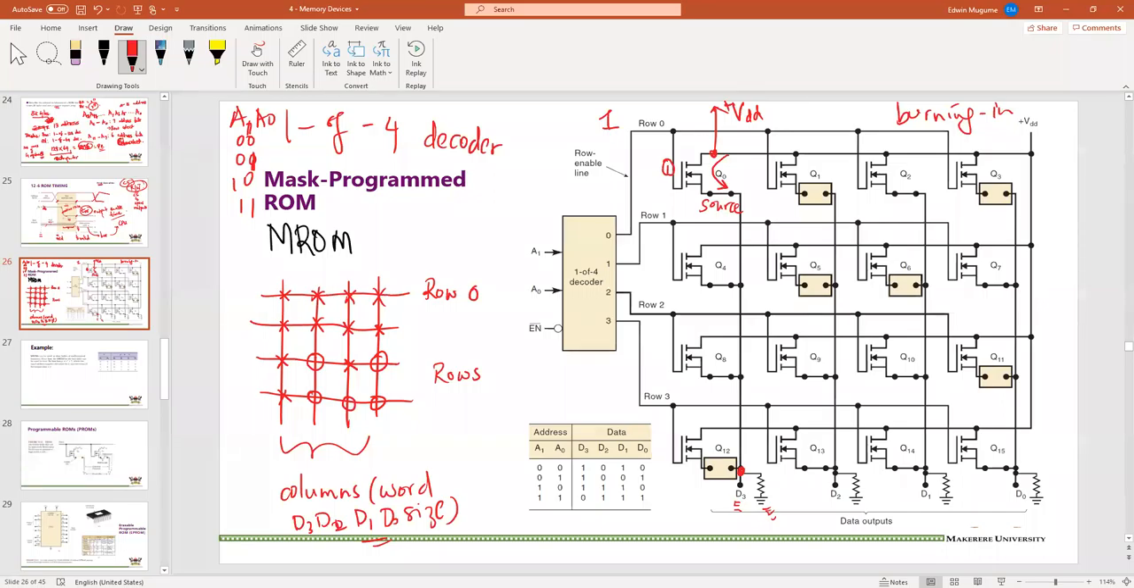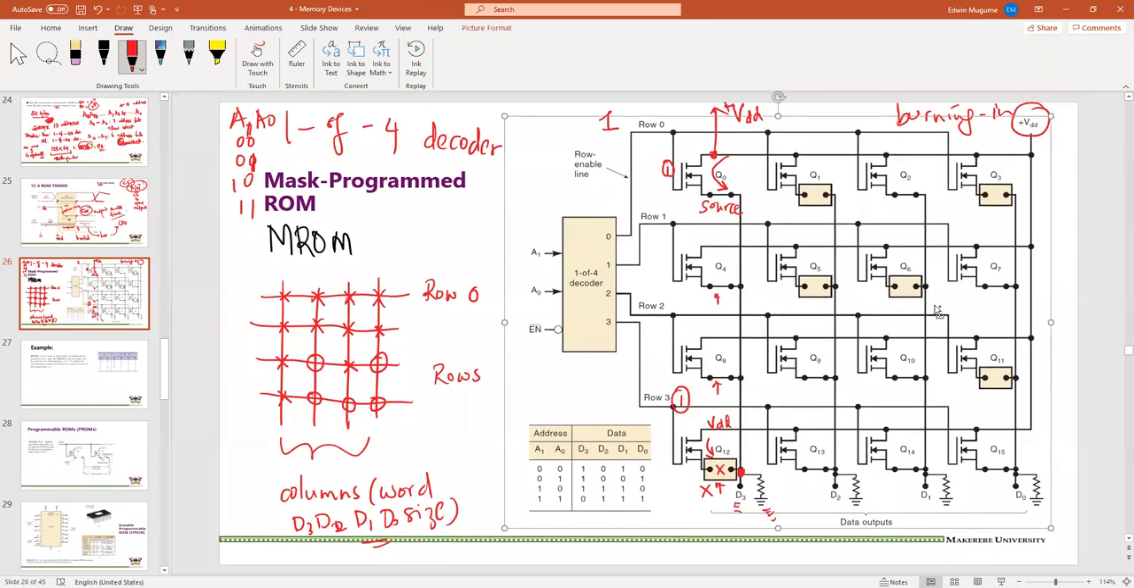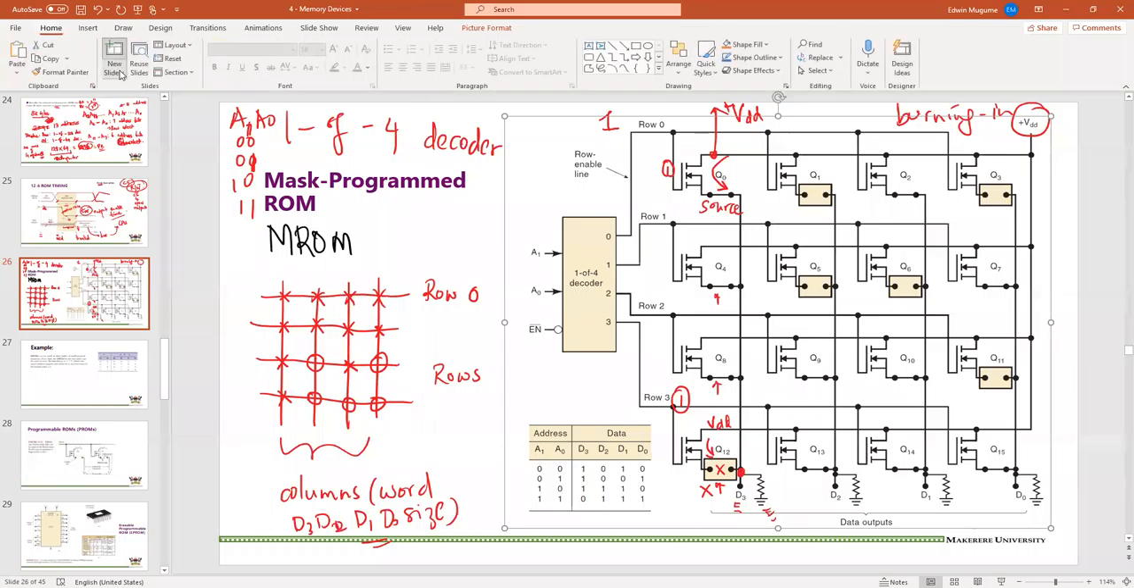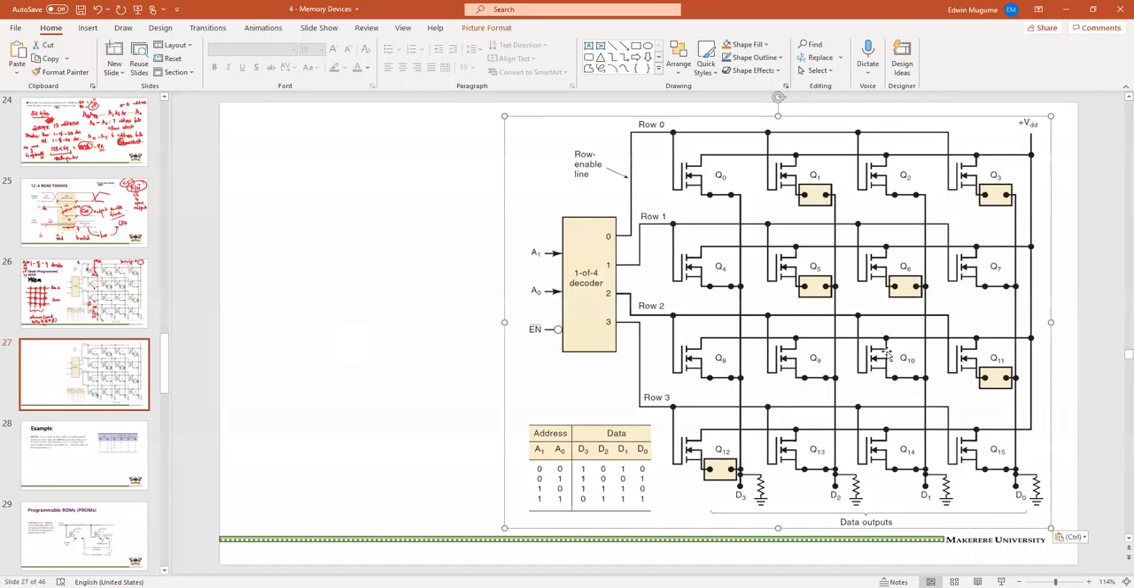So by burning in, what we do is on the mask, you can choose to make this a 1, and to make it a 1, it means the connection here is maintained. You can see that connection is maintained, that connection is maintained. If you want to store a 0, this connection will be burned, it will be broken. So that even if you have selected row 3 and it is a 1, meaning that you have VDD here, it cannot cross, because that is an open circuit. So the power cannot cross, the voltage cannot cross, meaning your D3 would now be 0. Let's see if I can open a new slide and we look at this again, okay?